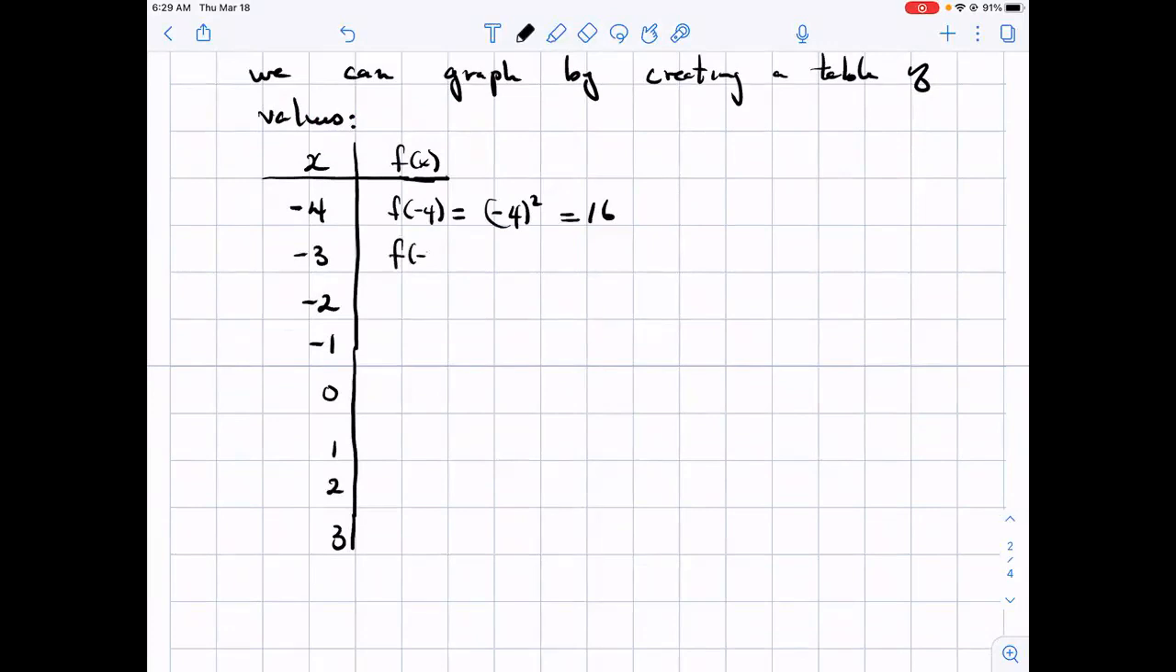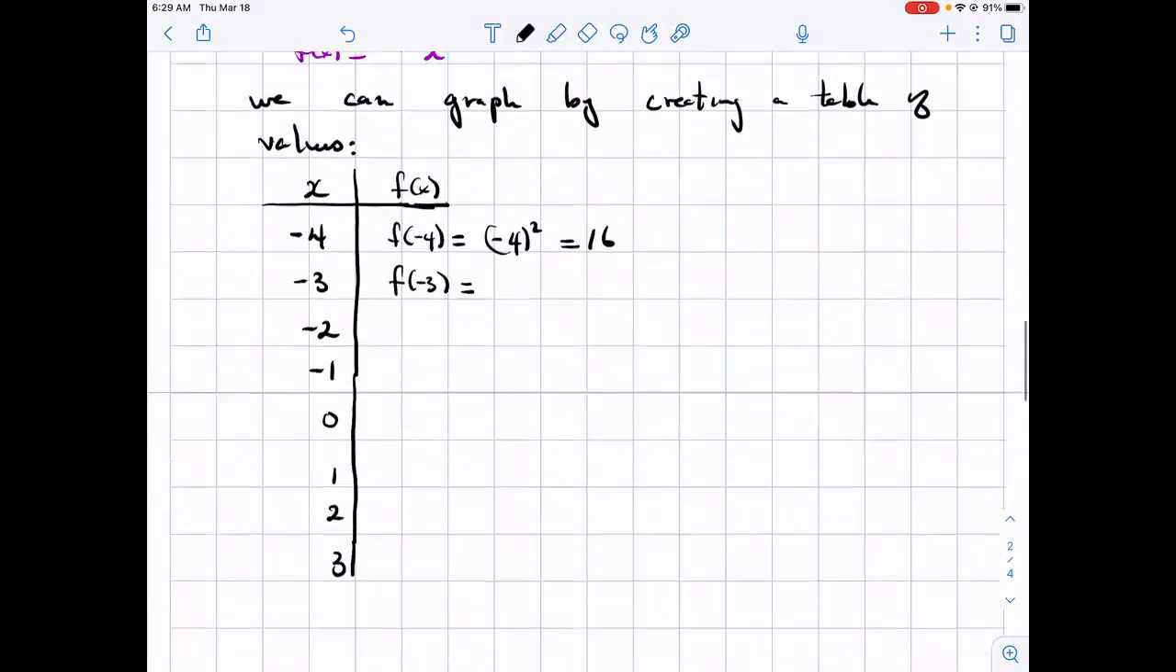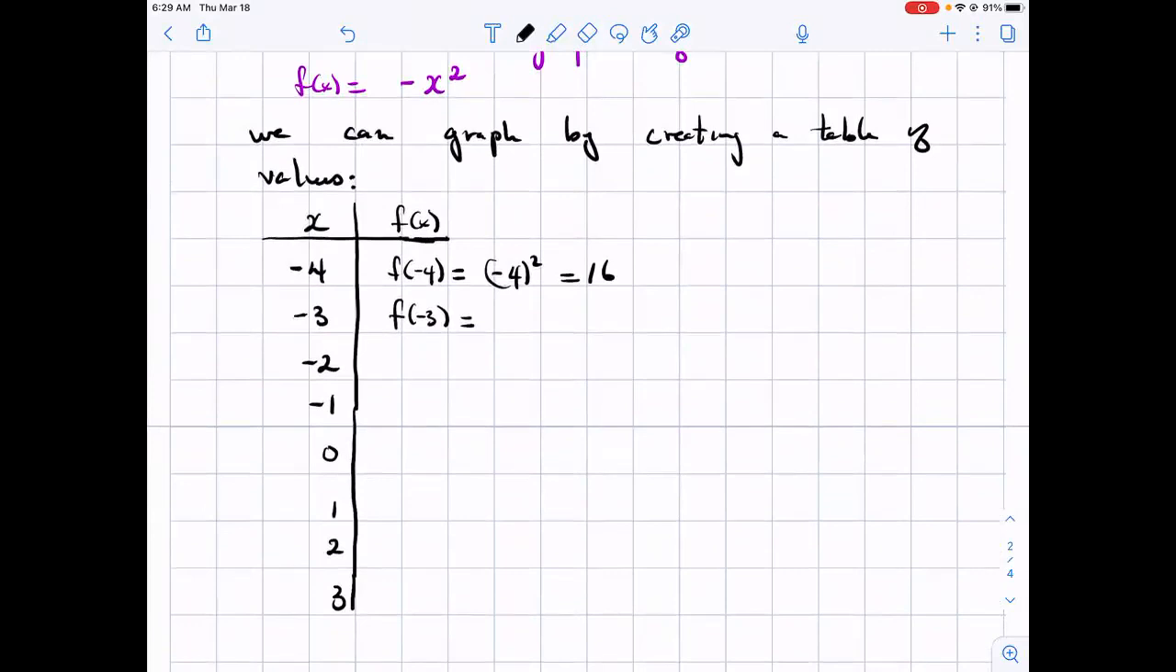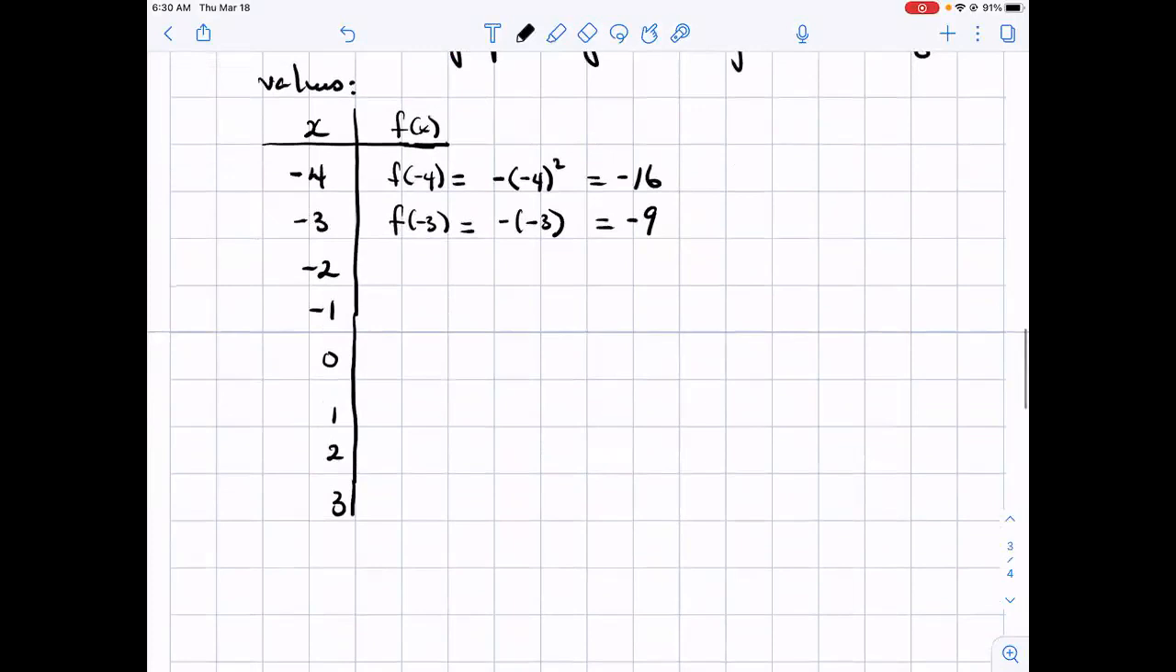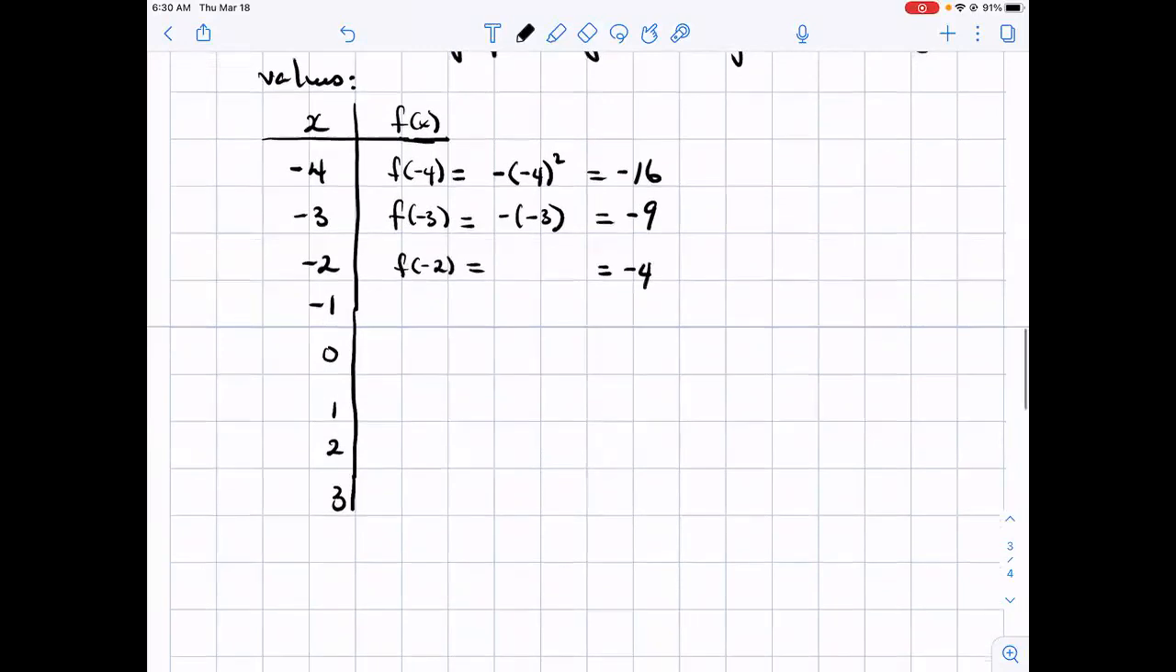Now f of minus 3, we have a minus x squared. So this becomes minus, and then minus 4 squared, which becomes minus 16. And this becomes minus the square of minus 3, which becomes minus 9. And if you continue to do this, f of minus 2 will be equal to negative 4. f of minus 1 will be equal to negative 1. f of 0 will be 0.